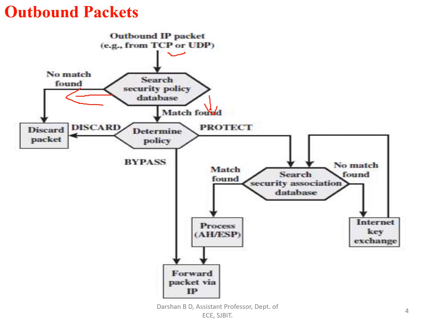If the security association database entry is not found, we are going to take the help of the internet key exchange, search it, and then apply some security association. If a match is found, we are going to process. In the process, we are going to consider authentication header and encapsulating security payload. Then we pass it to the forward packet via internet protocol IP. So you should understand that.